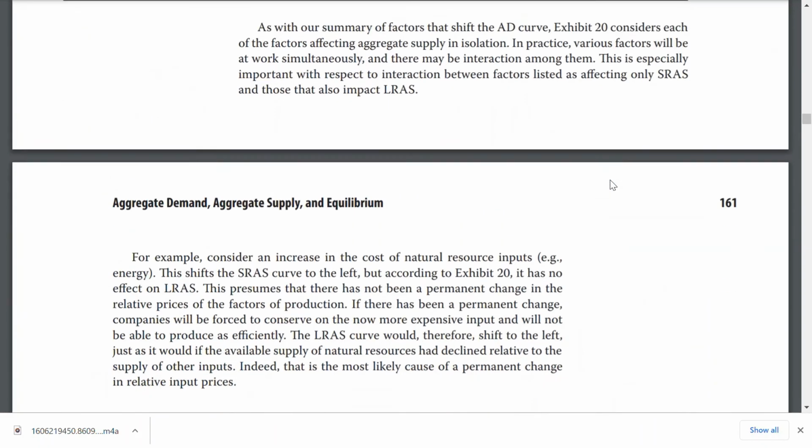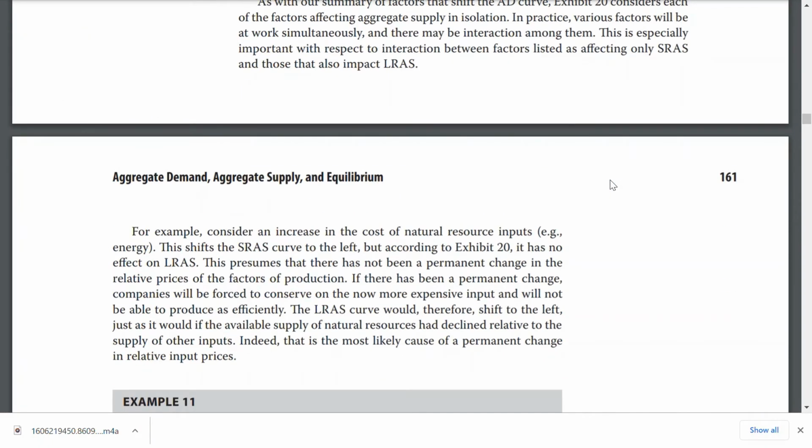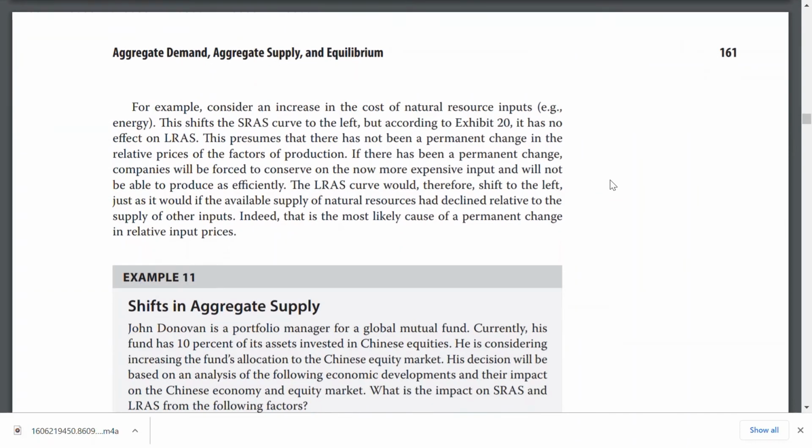I did actually make a video previously about factors that cause the LRAS curve to shift, and this is what we call economic growth. For example, consider an increase in the cost of natural resources, e.g. energy. The SRAS curve shifts to the left, but according to Exhibit 20, it has no effect on the LRAS. This presumes that there has not been a permanent change in the relative prices of the factors of production. If there has been a permanent change, companies will be forced to conserve now more expensive inputs and will not be able to produce as effectively.